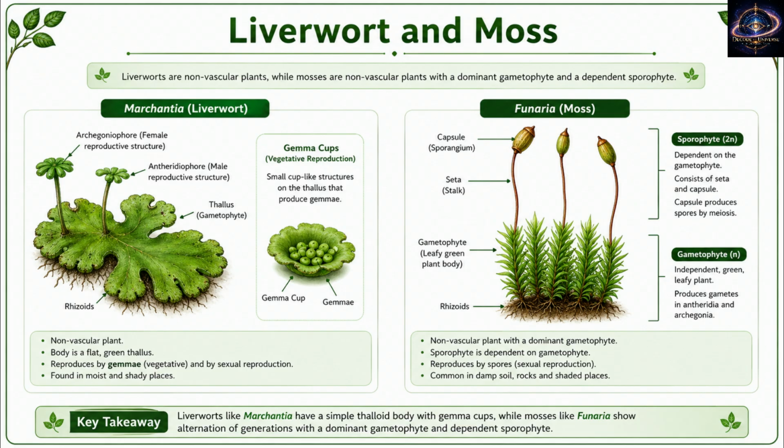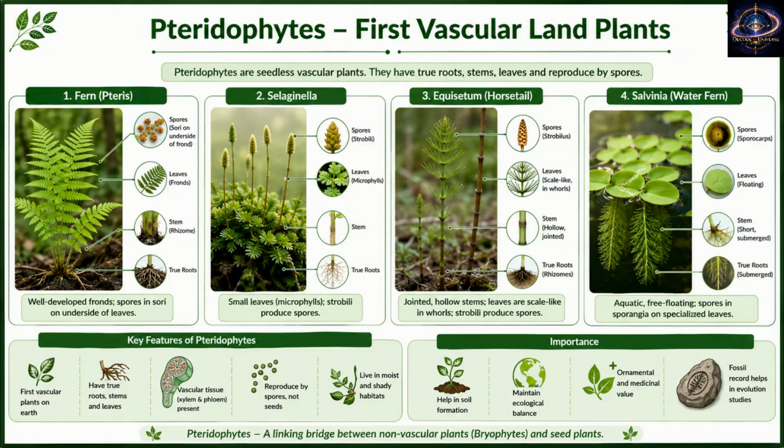Gymnosperms may be medium-sized trees, tall trees, or shrubs. Sequoia is one of the tallest tree species. Their roots are usually tap roots. In pinus, roots have fungal association called mycorrhiza. In cycas, coralloid roots are associated with nitrogen-fixing cyanobacteria.